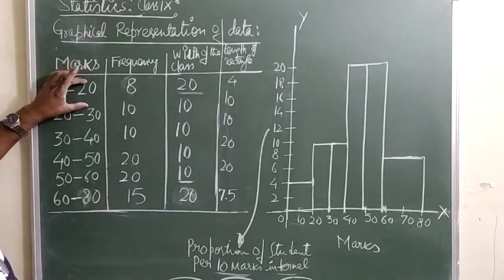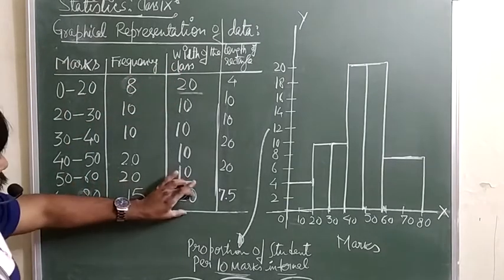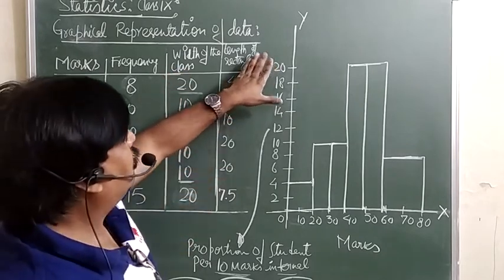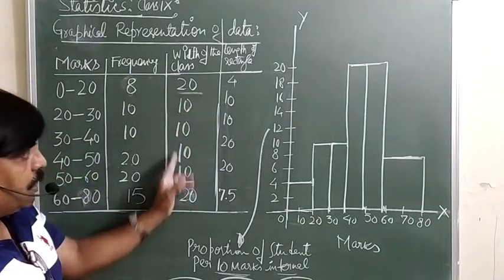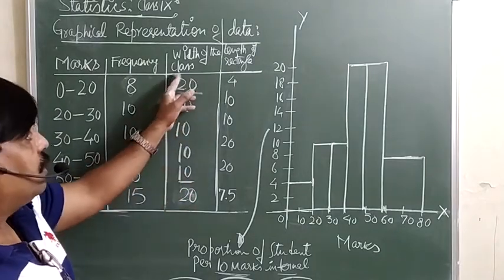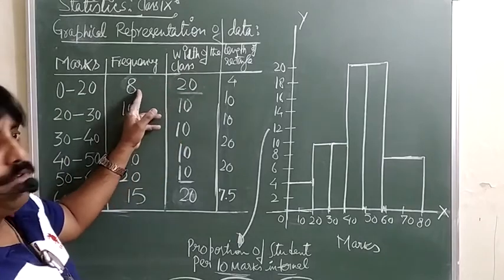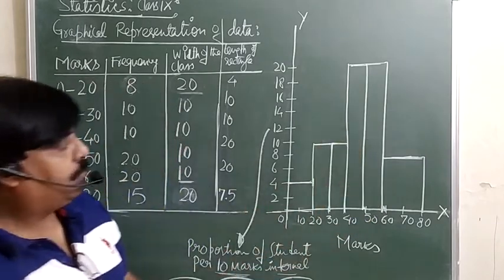Here the difference of the lower and upper limit is 20. Here also it is 20, but it is not the same everywhere. So in that case, you are supposed to first of all find the length of the rectangle. That can be found out as minimum class size divided by the actual class size of the interval, into frequency. So you are getting this one and then you can represent it here. Have a look.